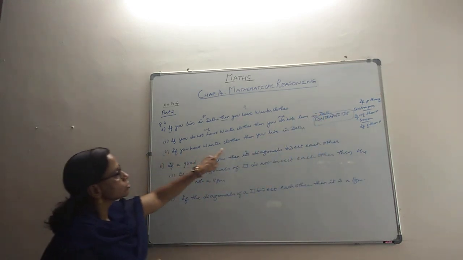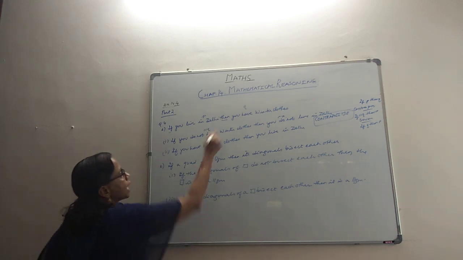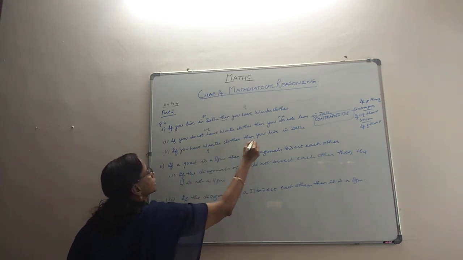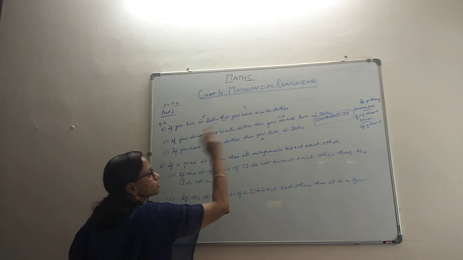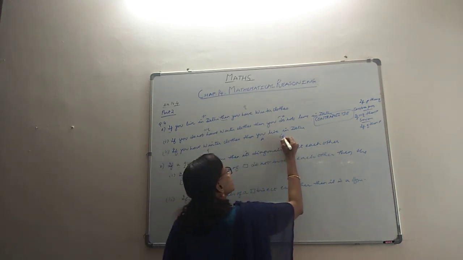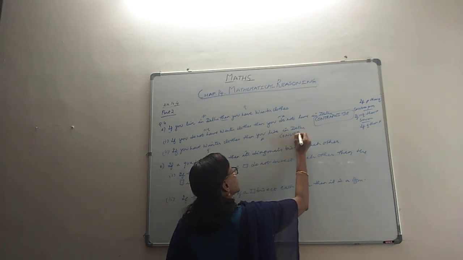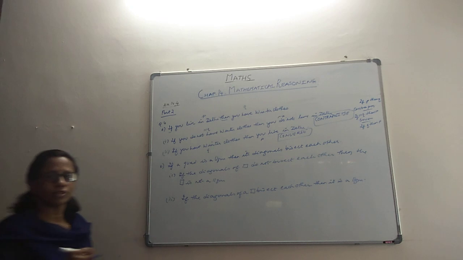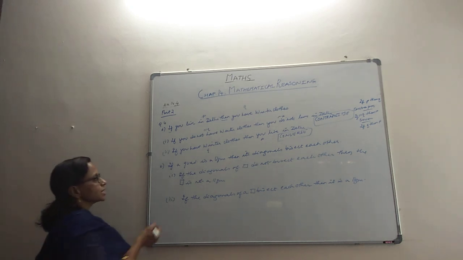Okay, how about the second subpart? If you have winter clothes, then you live in Delhi. You have winter clothes is Q. You live in Delhi is P. If Q, then P. So that is converse. That's the question: identify which is converse and which is contrapositive. So the second part is converse and the first part is contrapositive. Same with the next one.